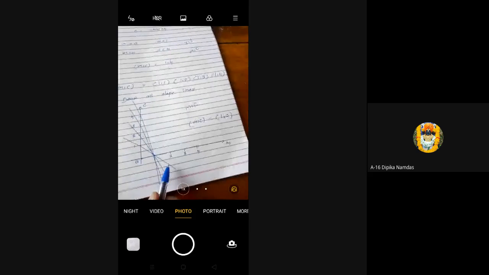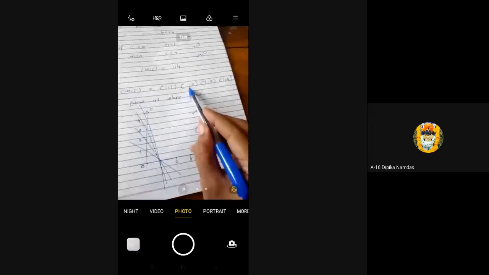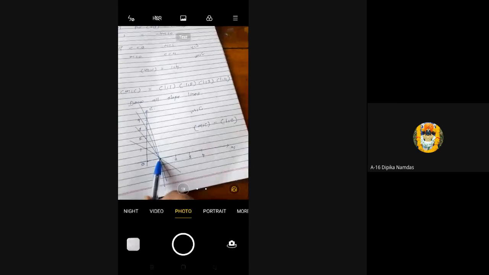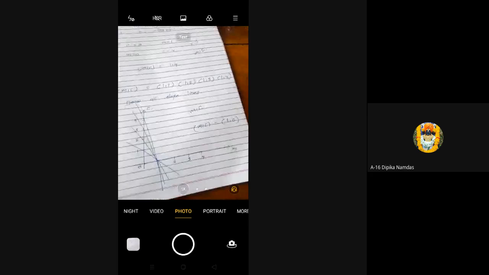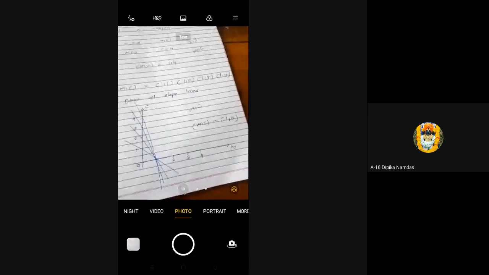Now second, the value of m is 1 and the value of c is 2. See, what is the value of m? It is 1, and what is the value of c? It is 2. So we can draw one slope line. Okay, have you understood it? Yes, how we can draw the slope line?